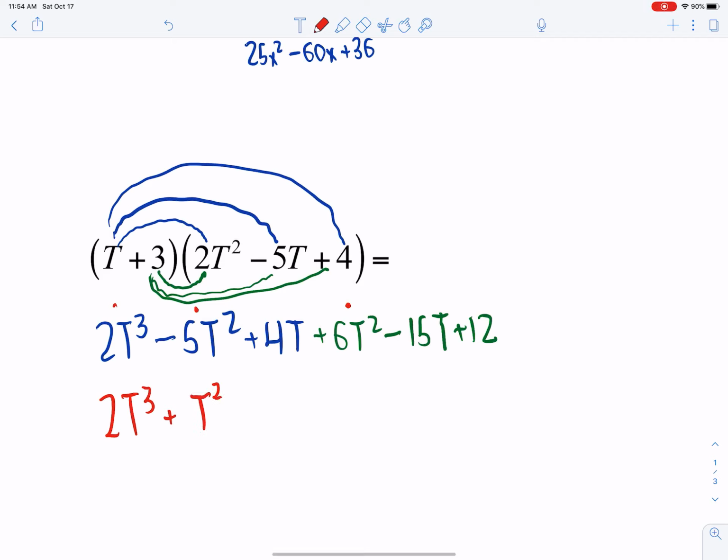It's not wrong to put the 1 there, but often when it's a 1, people will just leave it off, and instead of 1t squared, they'll just put plus t squared. Next, we have 4t minus 15t. 4 minus 15 is negative 11, so that's minus 11t. And the plus 12 at the end doesn't have any like terms. So basically, the process here is distribute, distribute, combine like terms.